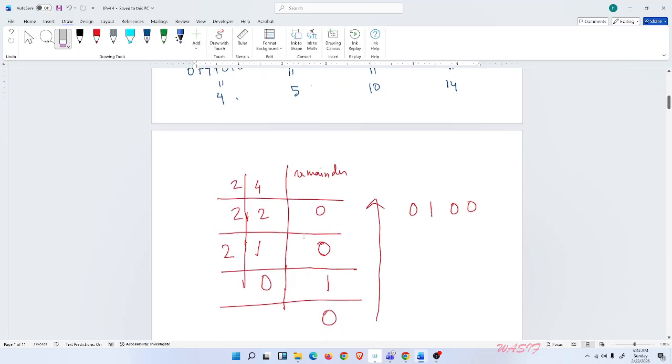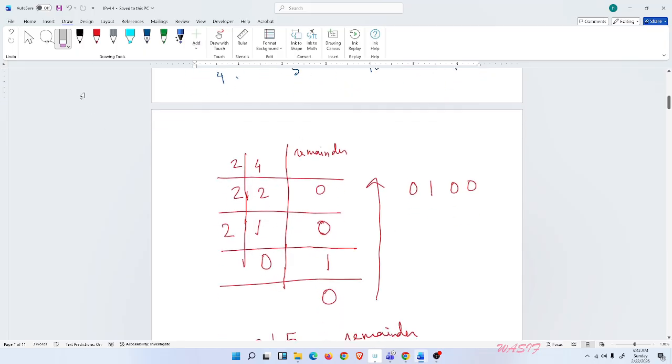Now convert. This is the conversion that we learned from another class, converting from decimal to binary. So 4 divided by 2, quotient is 2, remainder is 0. 2 divided by 2, quotient is 1, remainder is 0. 1 divided by 2, quotient is 0, remainder is 1.